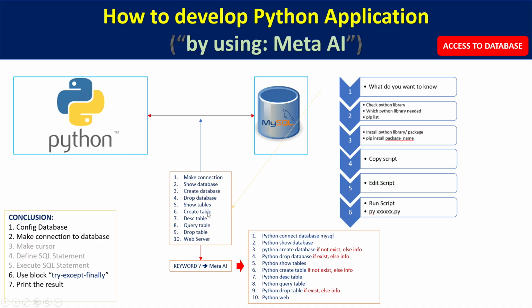And then after we know the stepping, this is my objective. For example, the first one, we want to make a connection between Python and the MySQL database. What is the keyword? We put the keyword to Meta AI. The keyword is Python connect database MySQL.